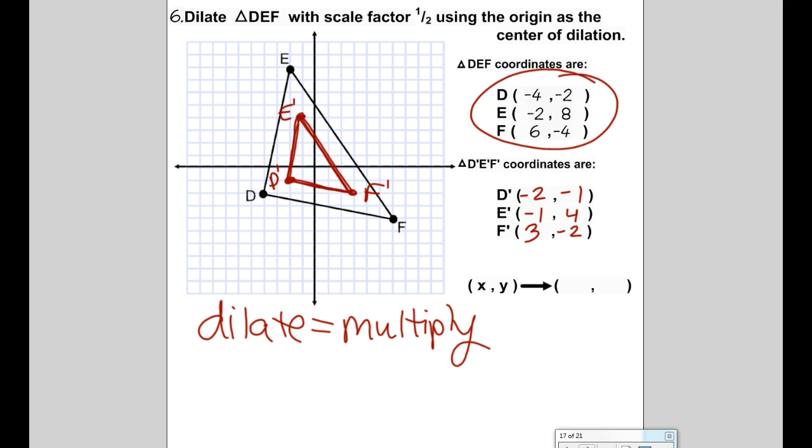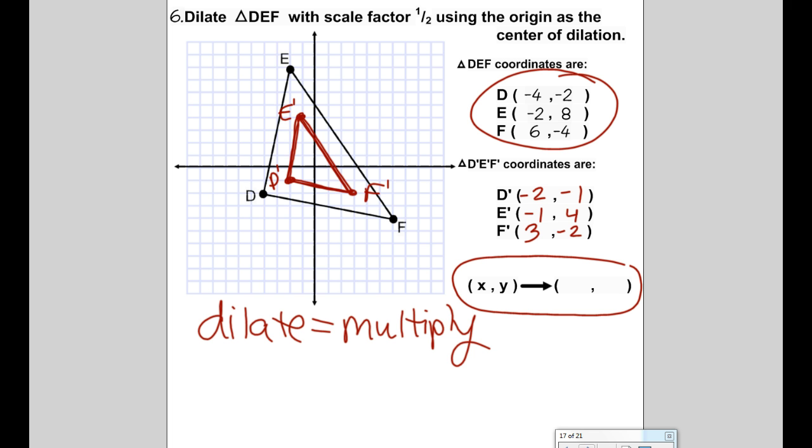Okay. So there's what it looks like. That is twice as small as it was to start with. That's kind of a weird way to phrase it. It's just half as big as it was. And now we need to write the rule. What did x, y become? Nope. Negative.